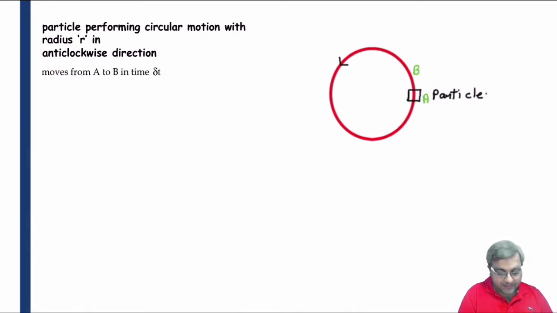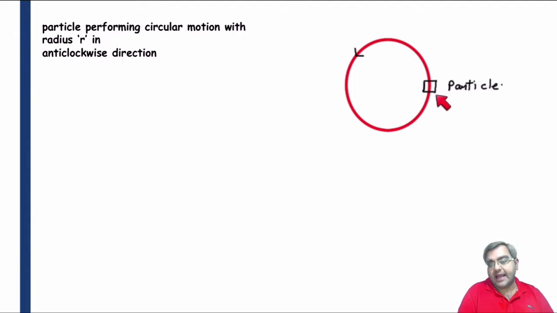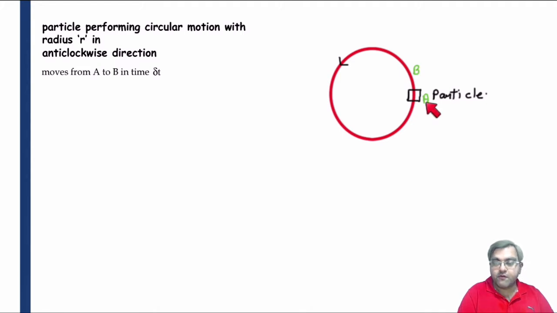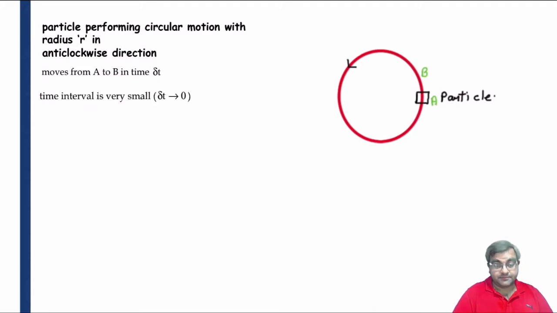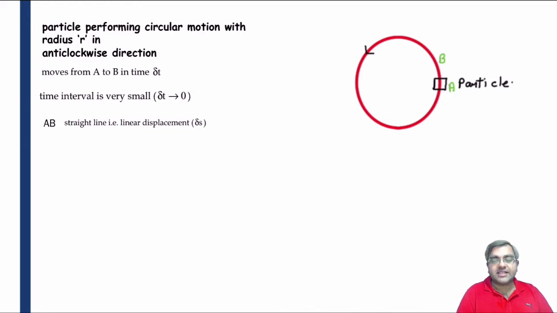Now this particle, which was initially at this point A, is now going to move to this point B. The particle moves from A to B in time delta t. Now delta t basically means change in time. This delta t is very small, so I am writing delta t tends to 0.